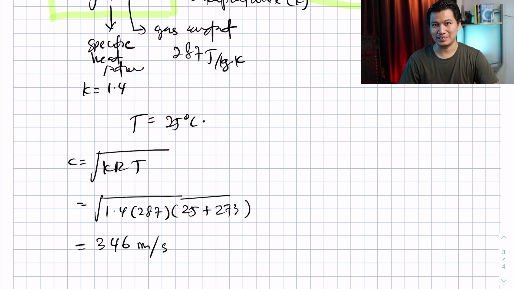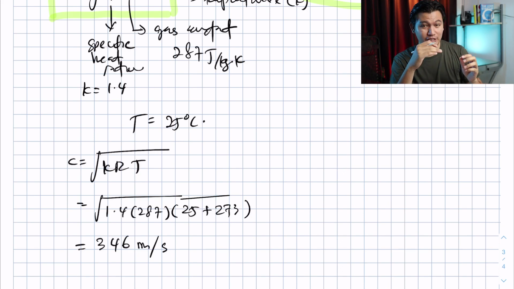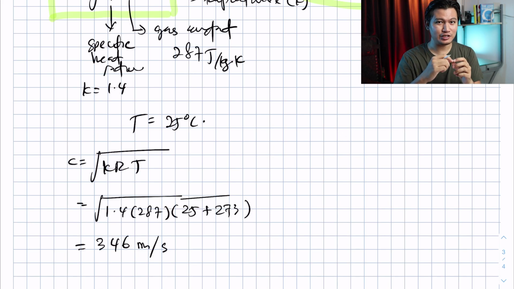Now that's quite fast, right? 346 meters per second. If you convert it to kilometers per hour, which we are familiar with, that's about 1,000 kilometers an hour. So that is the speed of sound. And if you notice, if you increase the temperature, then the speed of sound will increase as well.